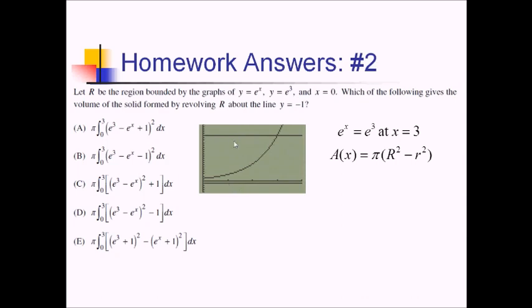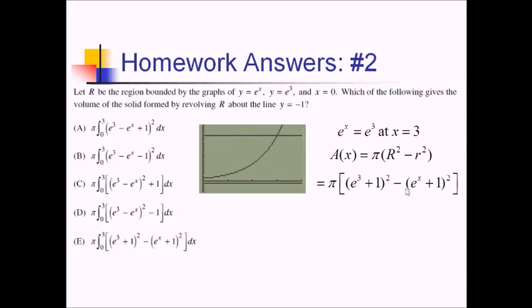So to get from here to here, I have a distance of e to the third minus -1, which is really e to the third plus 1. So I'm going to write this as pi times e to the third plus 1 squared. And then for my inner radius, I've got this e to the x function minus -1. So this is e to the x plus 1 then, gives us this inner distance.